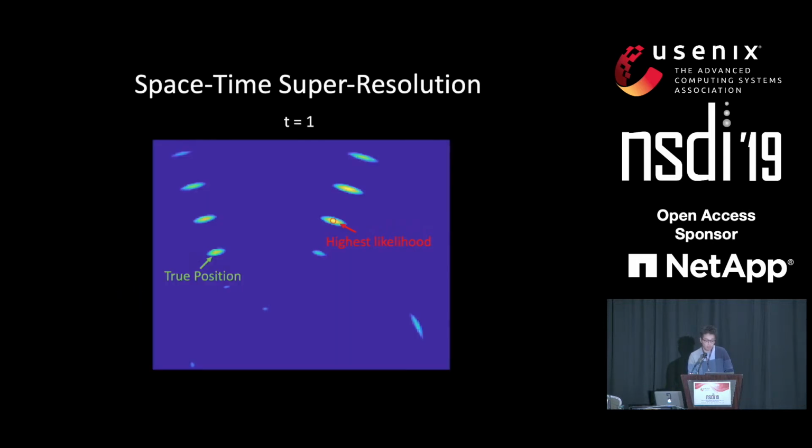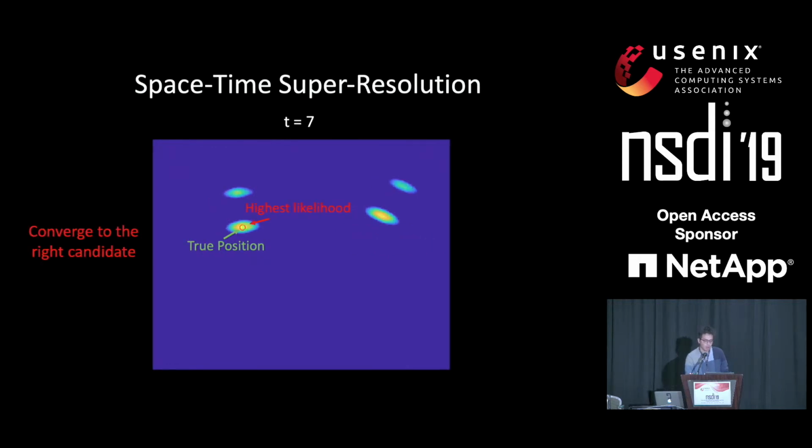Let me show you what I mean by this. Here, in the first frame, the true location is different from the highest position. However, at the second frame, as you can see, it fuses the measurement from the previous frame, and the position and the weight of the candidates change over time. Then if we keep doing this, as the target moves, you will update the weight, and then at the 7th frame, we'll be able to converge to the right candidate.